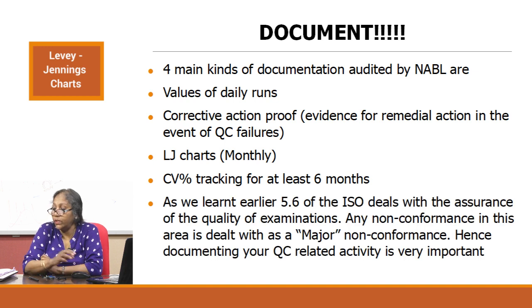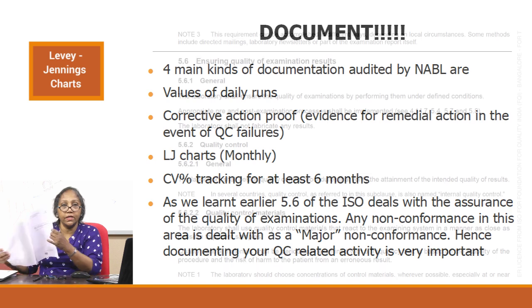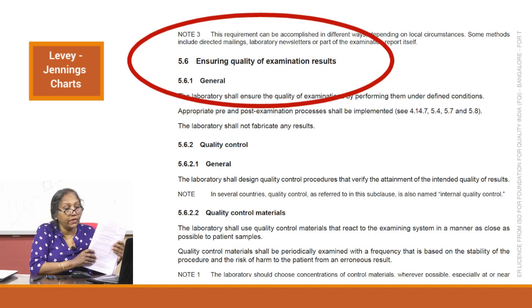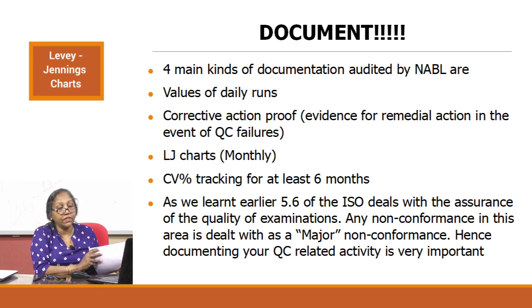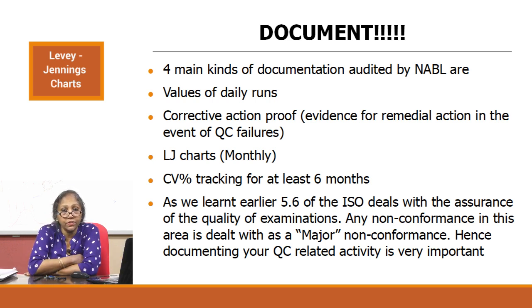If you look at the standard, where does the standard talk about quality controls again? We had already talked about this yesterday in 5.6, ensuring the quality of examinations. ISO deals with assurance of the quality of examinations. Any non-conformance in this area is dealt with as a major non-conformance, and hence documenting your QC related activities is very important. NABL accreditation divides non-conformances into major and minor. Any non-conformance in the area of 5.6, ensuring the quality of examination, is considered major. So whatever you are doing, please document with proof of corrective actions.